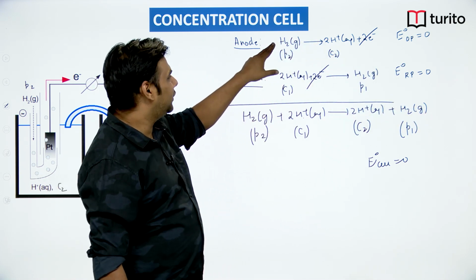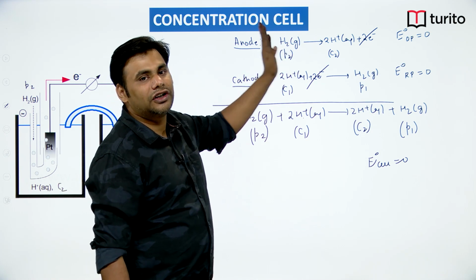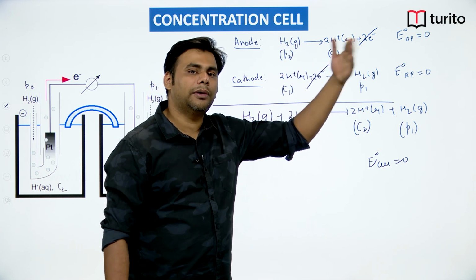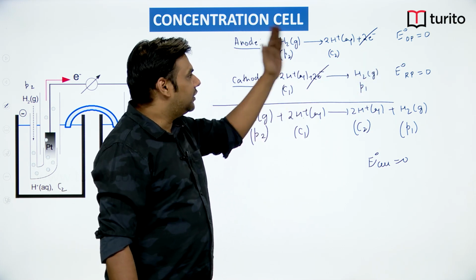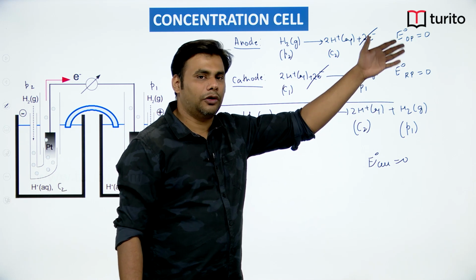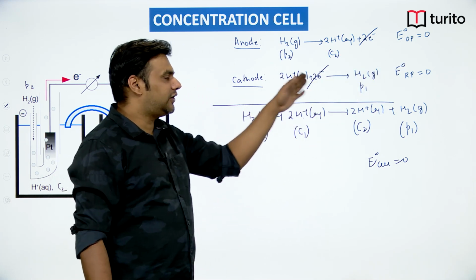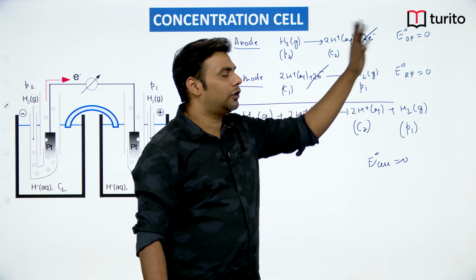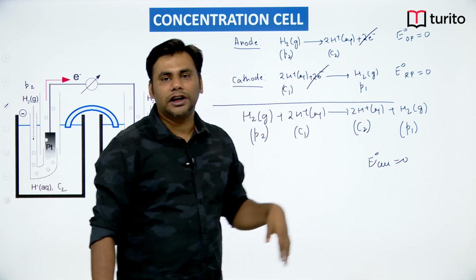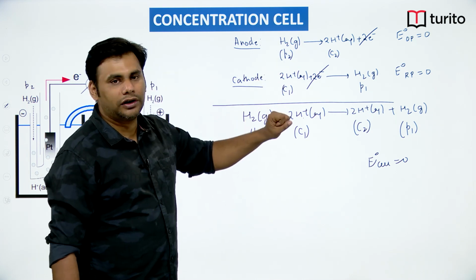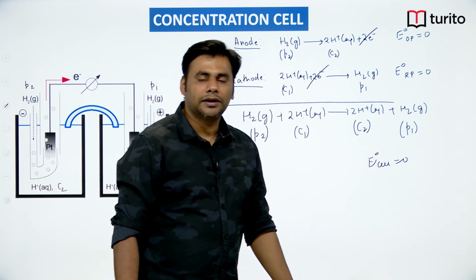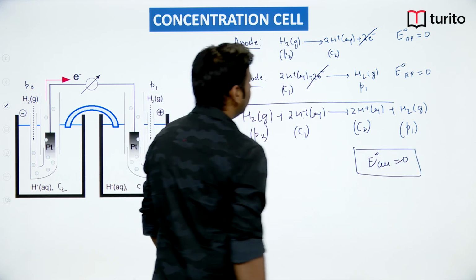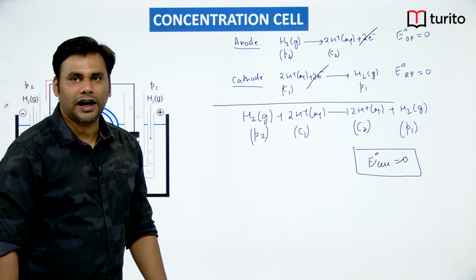Suppose it was silver over here. Silver changes into Ag plus plus an electron, a metal changing into a metal ion electrode, so it would have some oxidation potential. Ag plus taking up an electron and changing into Ag would have a reduction potential which is the negative of the oxidation potential of silver changing into Ag plus. So when you write the overall reaction, E naught cell will always come out to be 0. So for a concentration cell, E naught cell has to be 0.